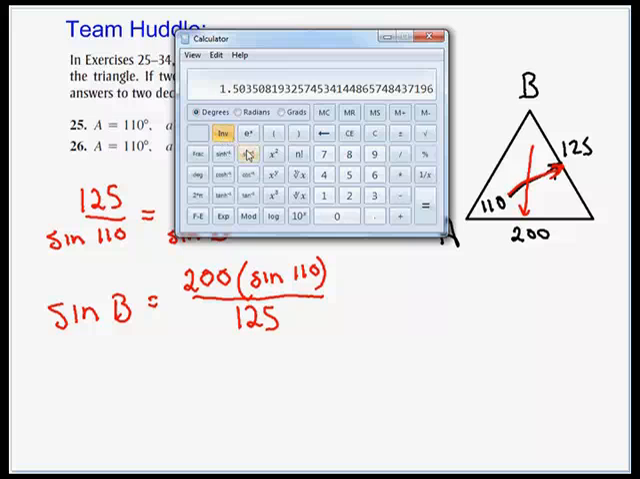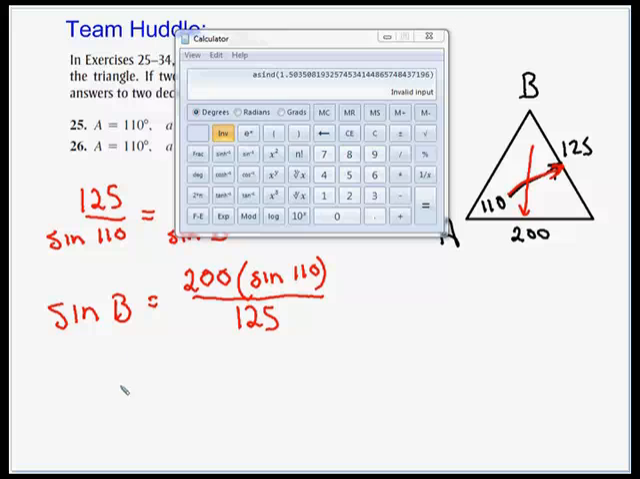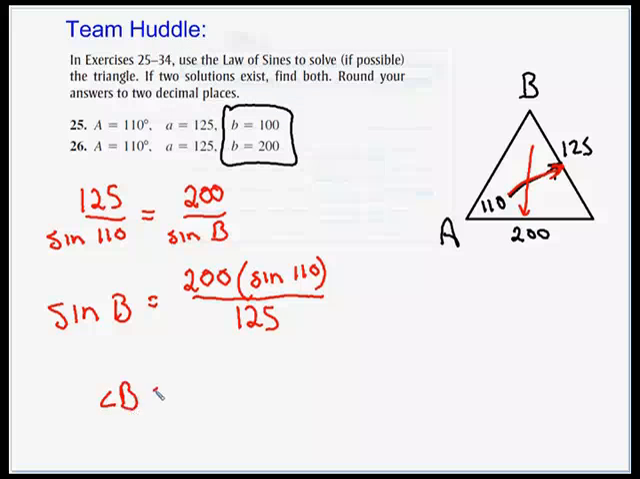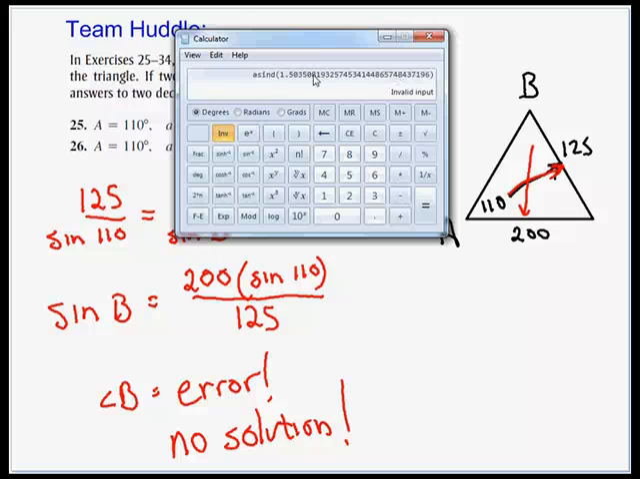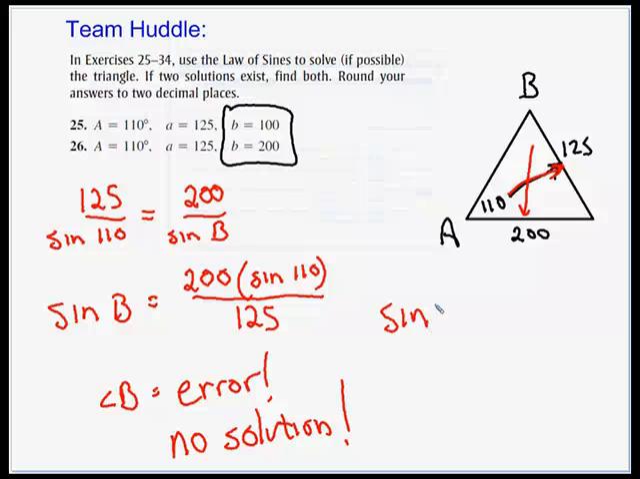So inverse sine, invalid input. So we get, for angle B, error. Or invalid input, there is no solution. There is no triangle. And we come back to here, look at that decimal. If we back up a step, we had the sine of B was equal to 1.5035.